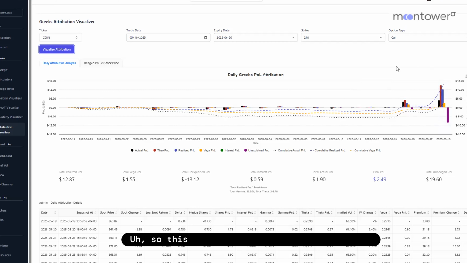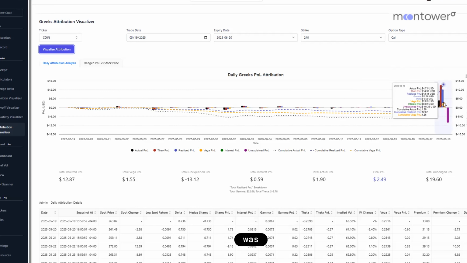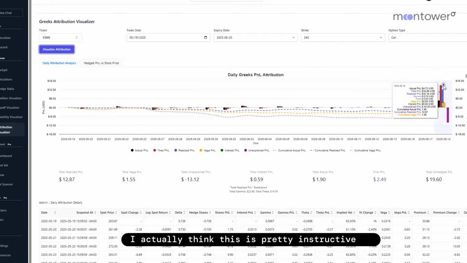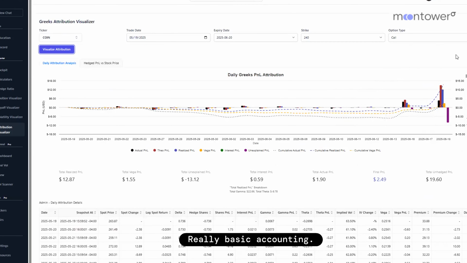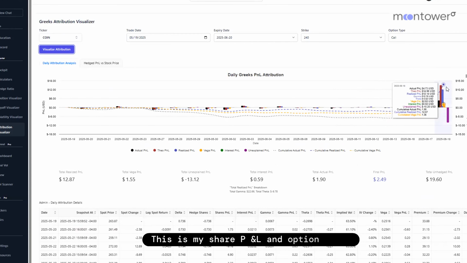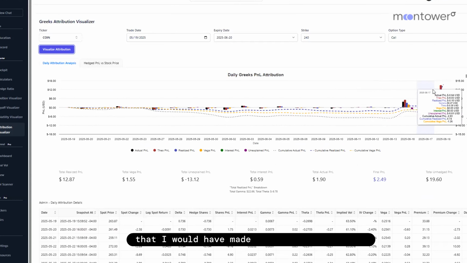So this is what I wanted to point out: your actual P&L is 473. I actually think this is pretty instructive to understand the unexplained P&L that I was talking about a little bit better. Again, we start with what actually happened. What was my share P&L on that day, and what was my option P&L? Really basic accounting that you would see in your Interactive Brokers account. This is my share P&L and option P&L. I made $4.73.